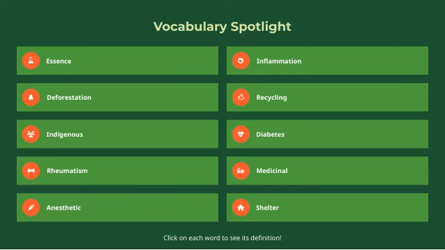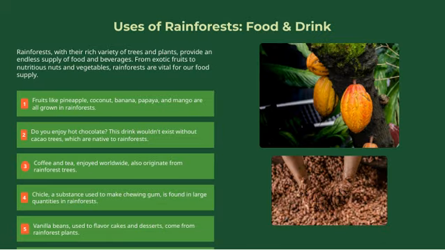As you click on each word, you'll see its definition, which can deepen your understanding of these key concepts. All of these terms connect back to how we interact with our environment, health, and society, core themes in our presentation. Rainforests are incredibly important for providing a wide variety of food and drinks that we enjoy every day.